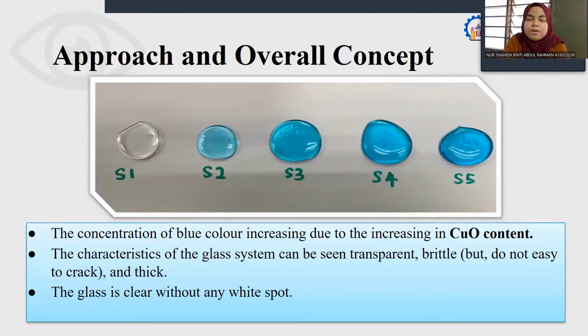For the approach and overall concept, we can see from the pictures in this slide, from sample 1 up to sample 5, the concentration of the blue color increases due to the increasing copper oxide content. The glass system is transparent, brittle, and thick. The glass is clear without any white spot.